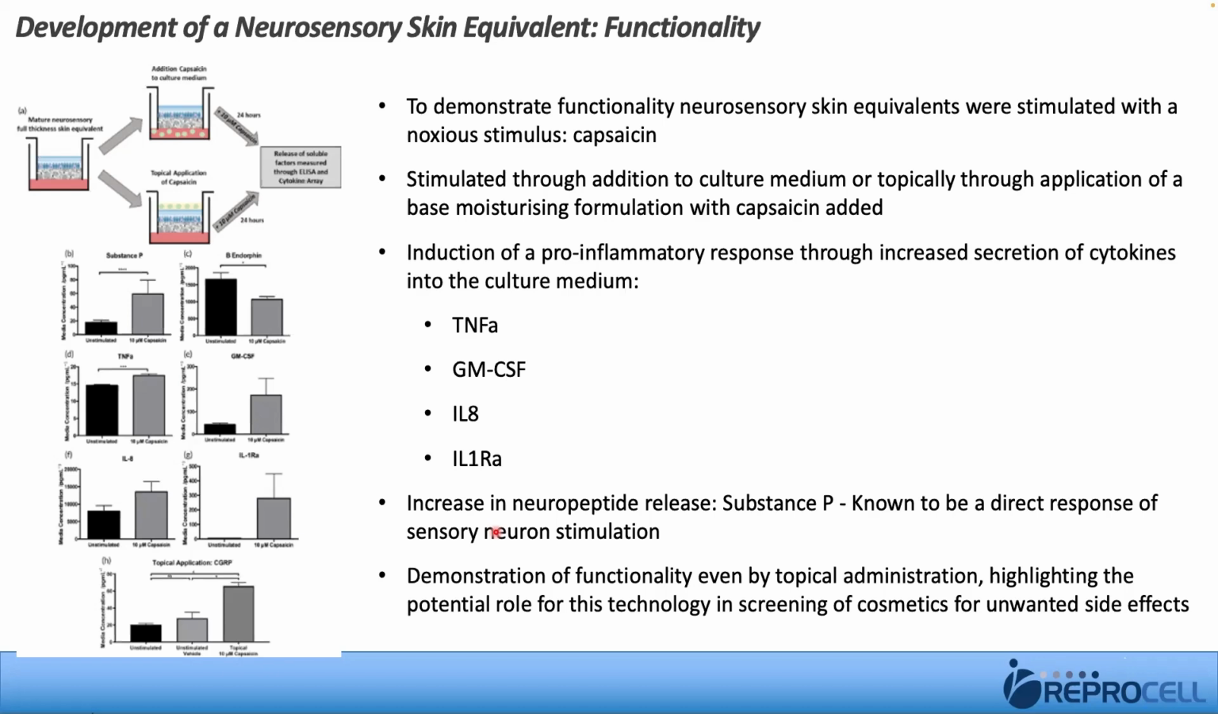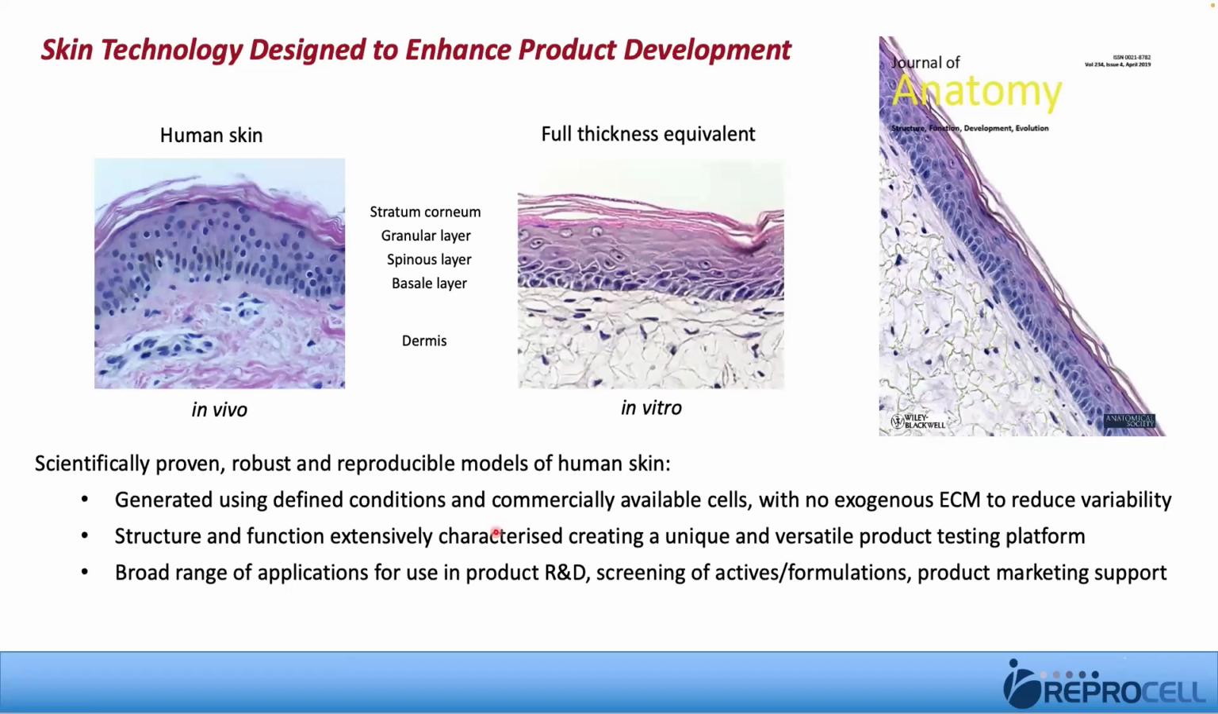In this example, these data here show that the addition of capsaicin to the surface of our models results in the release of neuropeptides, which we can then assay in our models, and that equates to the effect that we see. So you could use this system as a screening tool in advance of clinical trials. So that's skin. We have a significant body of data now and publications in relation to the development of the skin model and now its application.